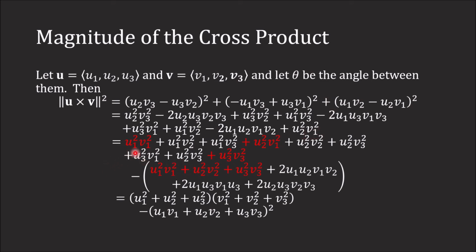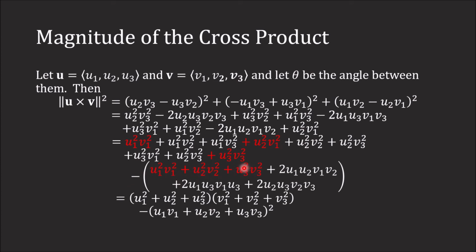Now we add a U1 squared V1 squared, U2 squared V2 squared, and I'm adding in a U3 squared V3 squared. But I can't just add them in, so I also subtract them.